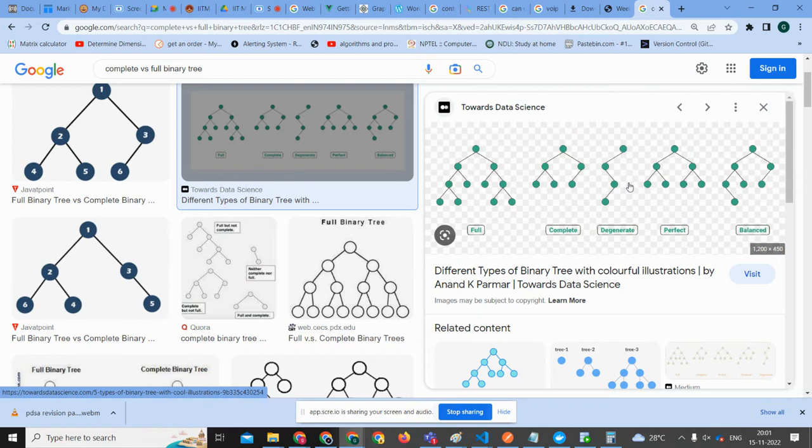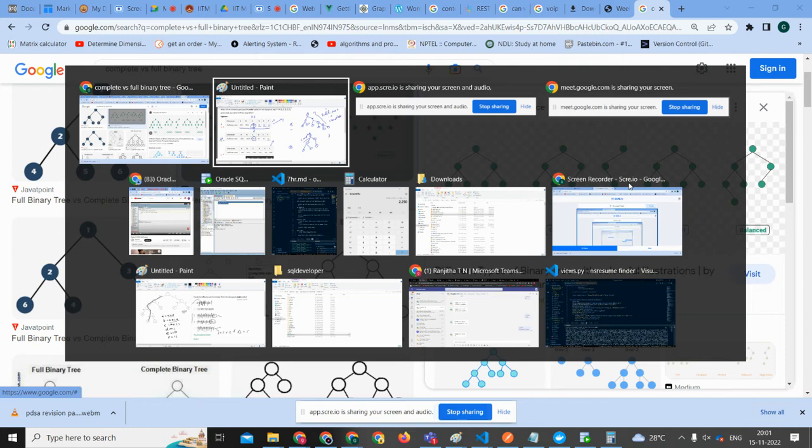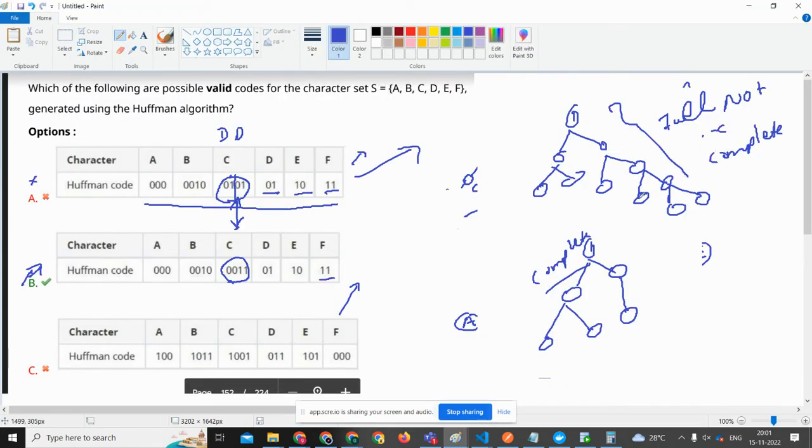So a full tree is also a complete tree? Not necessarily. I gave an example of a full tree not being a complete tree. Can you go back to your paint? See here, that is a full tree, but the previous level is not full at all.